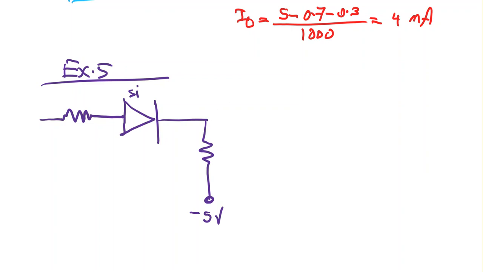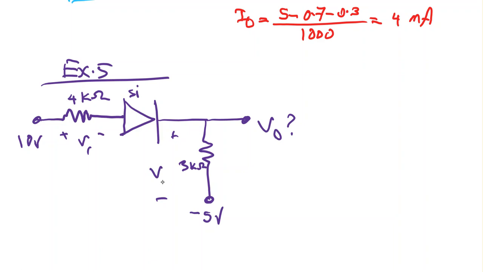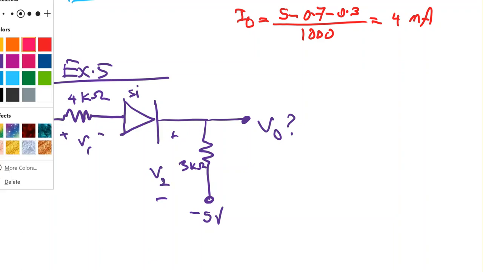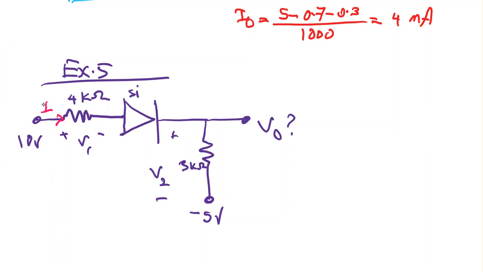volts. And I would like you to calculate, if this is the voltage here, 10 volts, this resistance is 4 kilo ohms, and this resistance is 3 kilo ohms. We are requesting you to calculate what is the output voltage here, V output, what will be the voltage here, V1, and what will be the voltage here, V2. And of course we are expecting to calculate what is the current here, which is I diode.